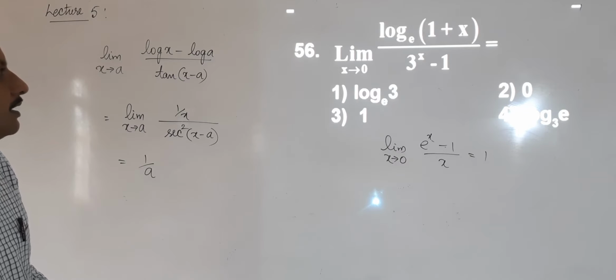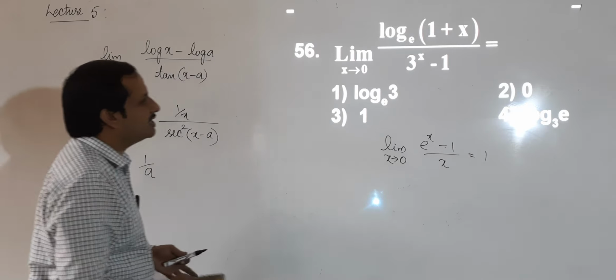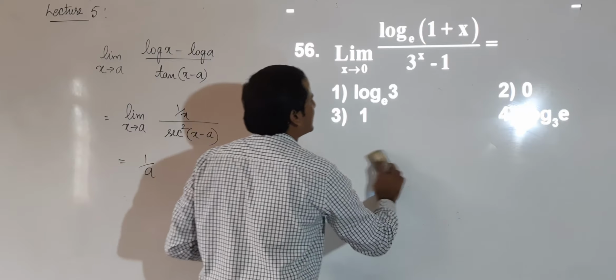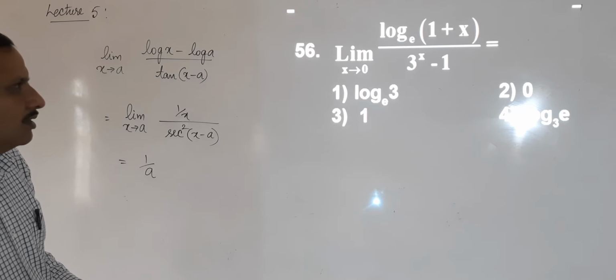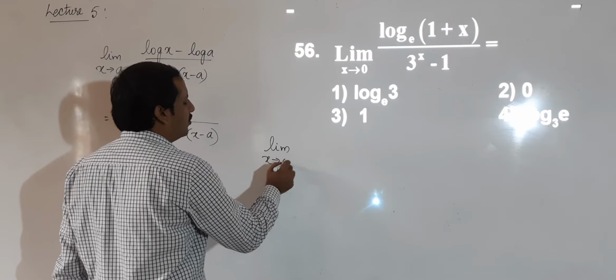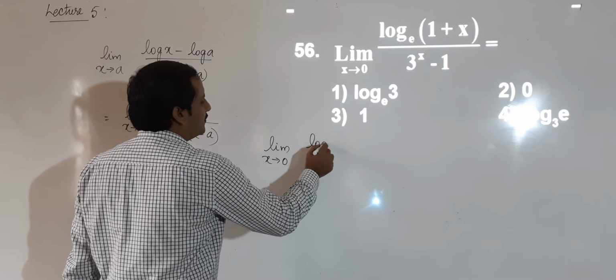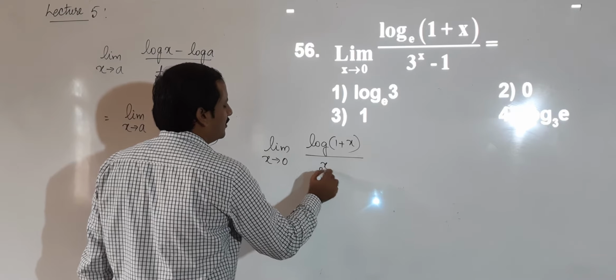Then, let's look at this. Question number 56. Limit x tends to 0, log 1 plus x divided by 3 power x minus 1 is equal to. So here I can solve this in two ways. Which one do you prefer? One method is by using L'Hospital's rule.